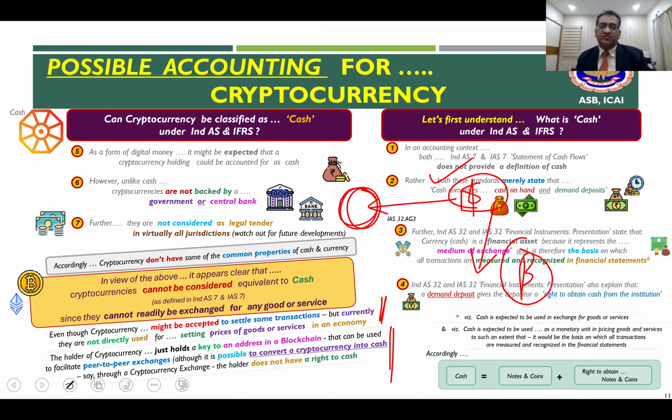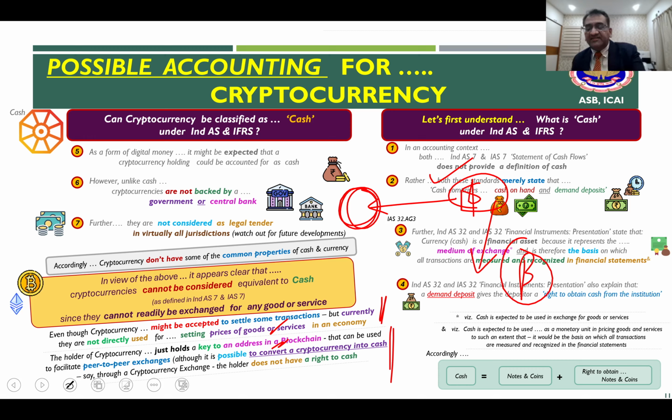Likewise, if you look at the last point, the holder of the cryptocurrency just holds a key. We have seen this is all virtual. You as a holder just hold a key to an address in the blockchain technology, which can be used to facilitate peer-to-peer exchange, but no cash withdrawal can happen. Although it is possible to convert a cryptocurrency into cash if the holder has the right to receive cash. For example, if there are people who can give you cash, it is possible in theory, but there is no contractual right which you have.